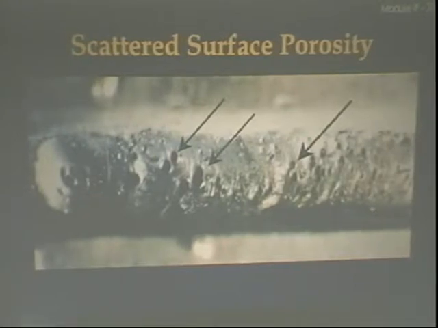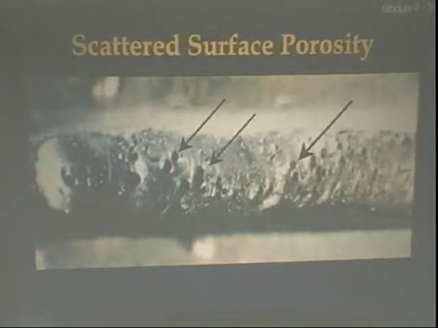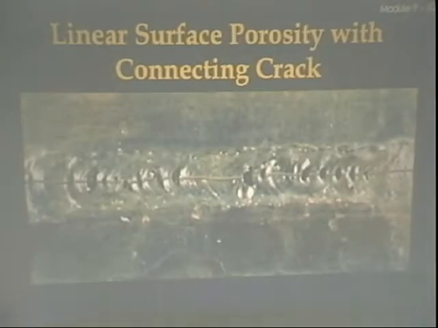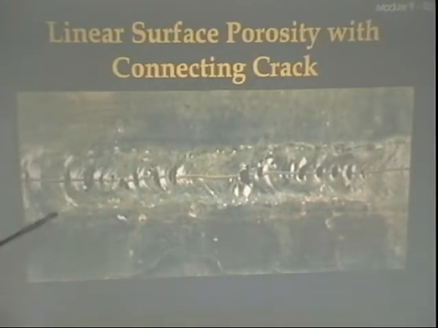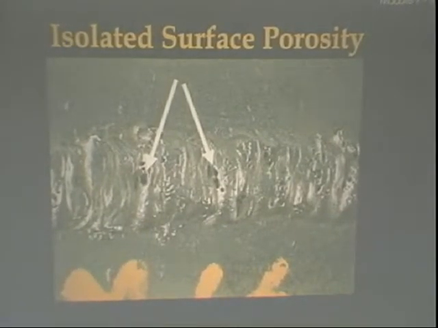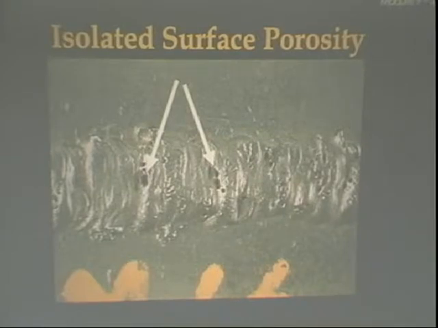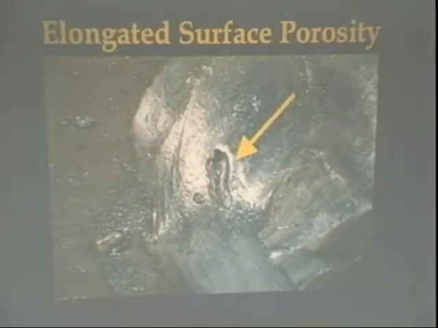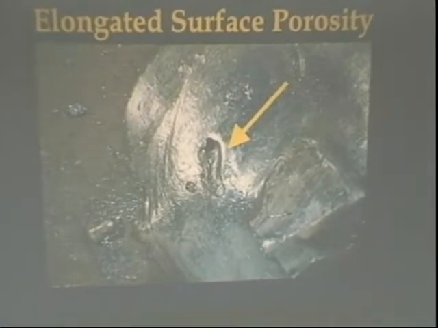Then we have cluster porosity and linear porosity. This is linear porosity with a connecting crack. So this would be a longitudinal crack, and you can see the porosity is in a straight line, and in fact the porosity is what caused the crack to form. This is isolated surface porosity. This is figure 9.25 in your textbook. And let's see. Elongated surface porosity. This is the last slide.